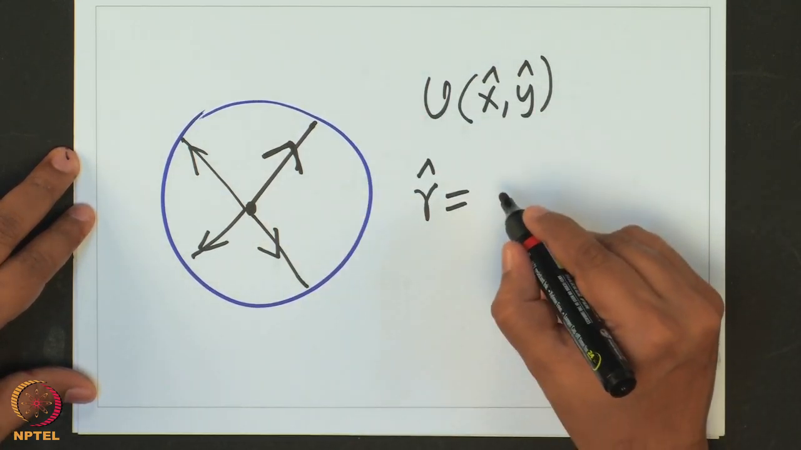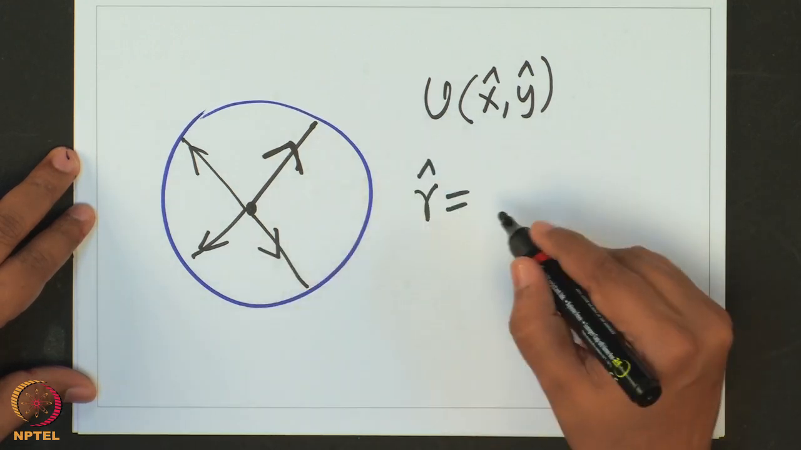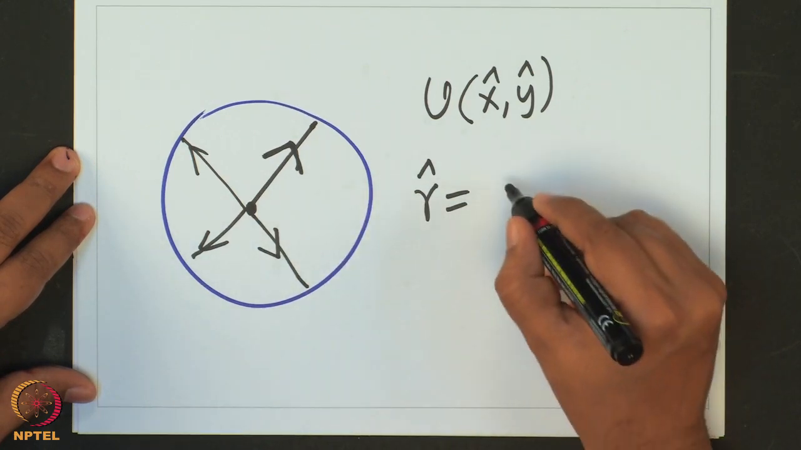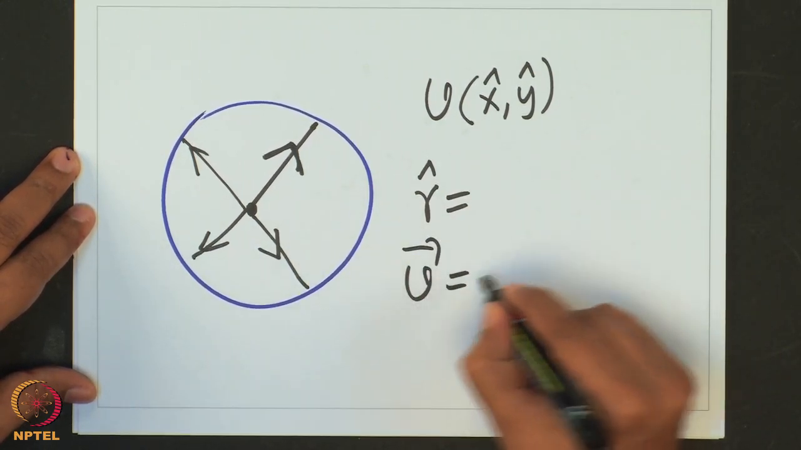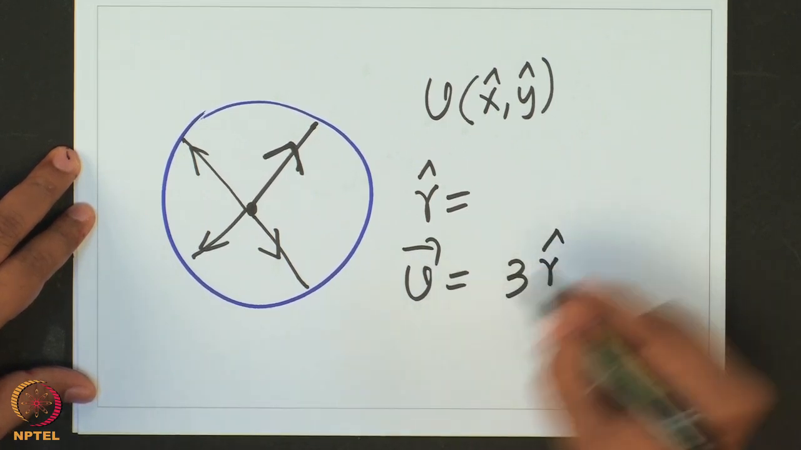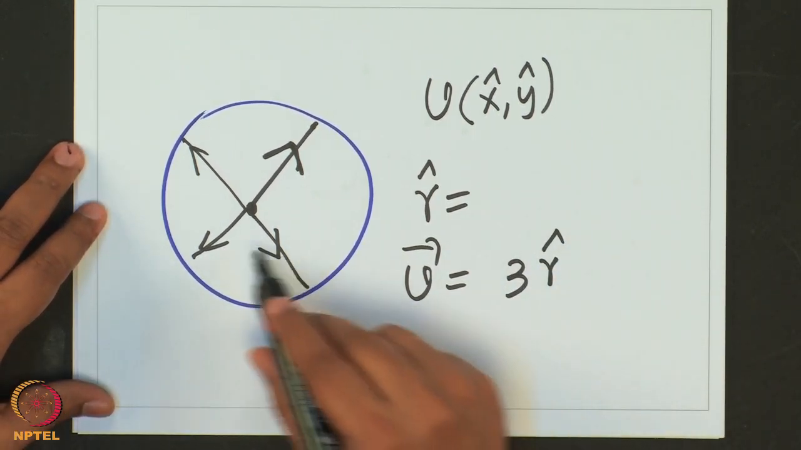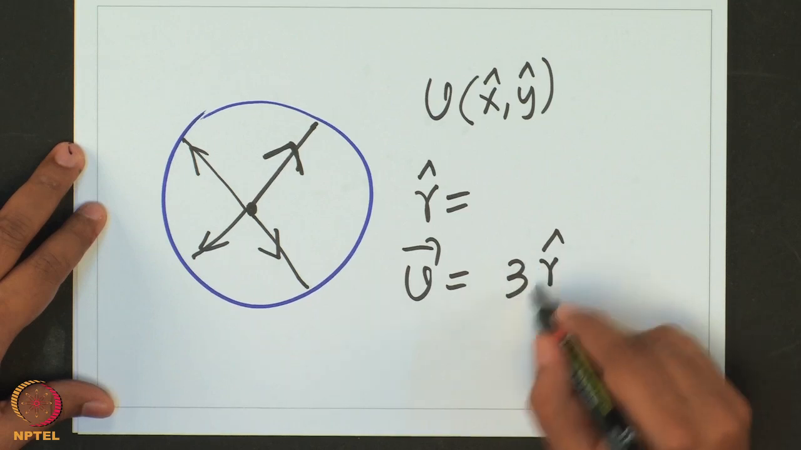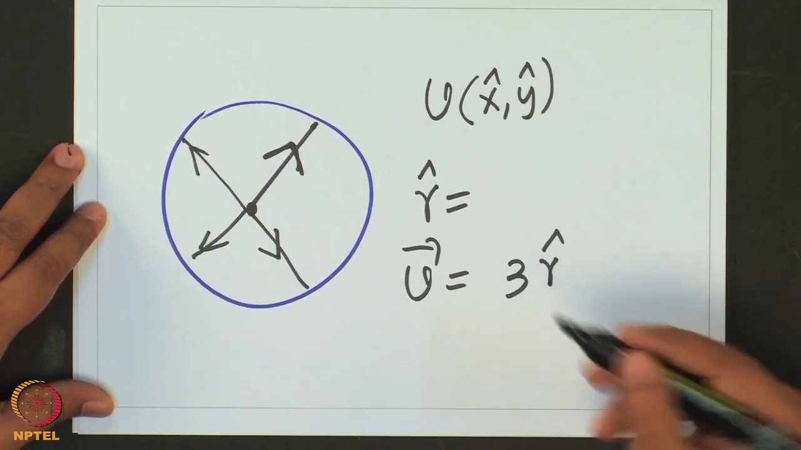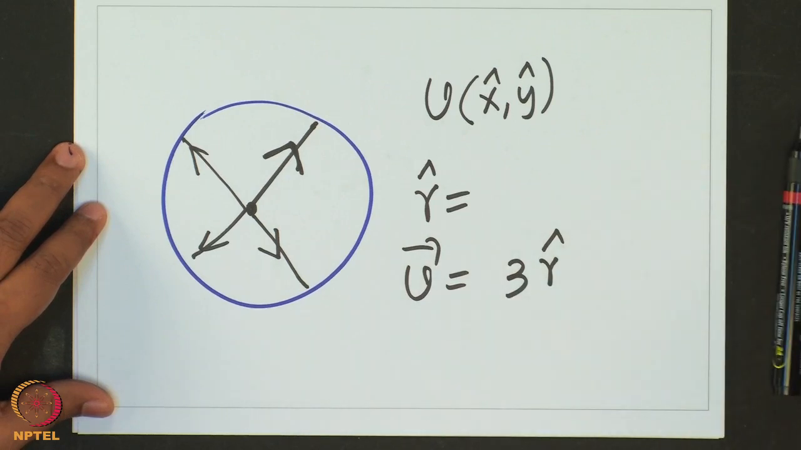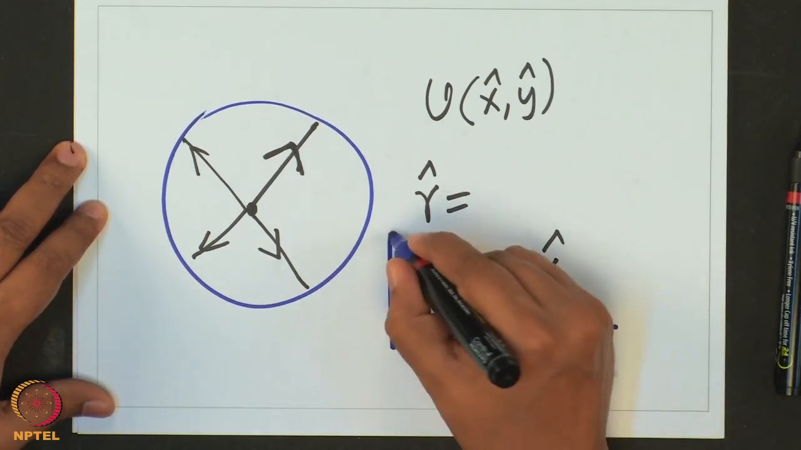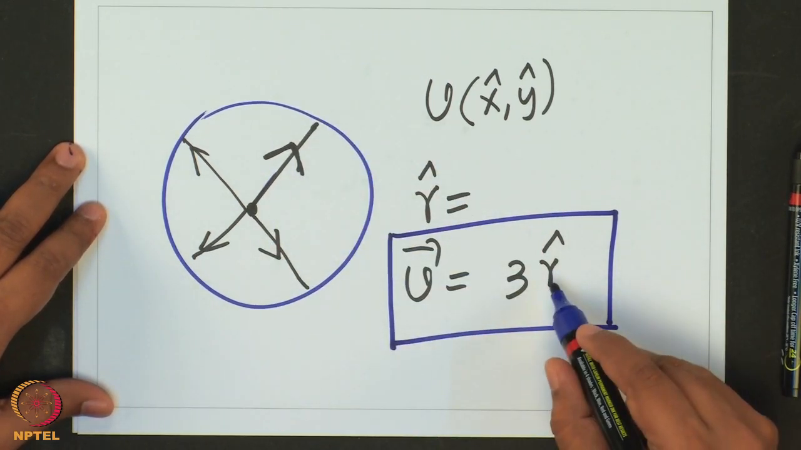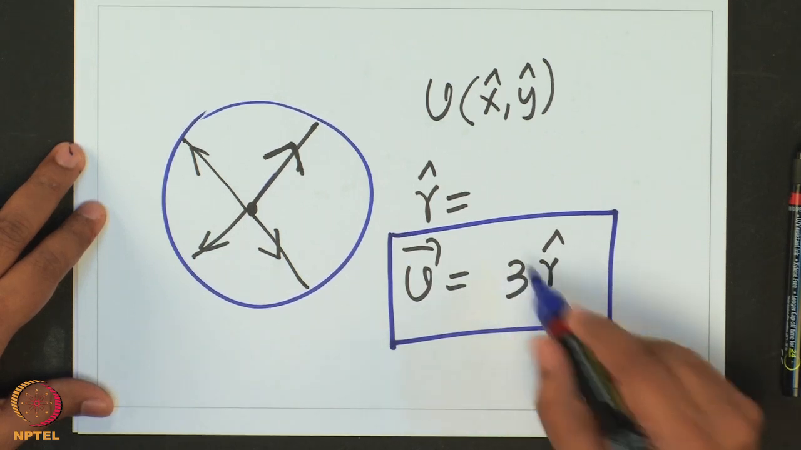So if I just say that r is equal to r cap, which is a unit vector along this radius, and if I say that v is equal to 3 r cap, this would mean that it is going along the radial direction, with some speed of 3 units per second, whatever the unit of 3 is. This is moving in the direction of r cap, and 3 is the magnitude.